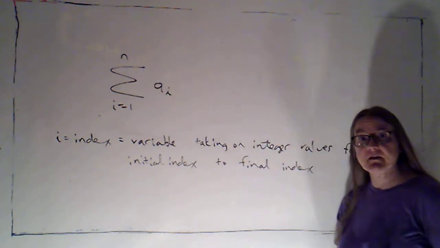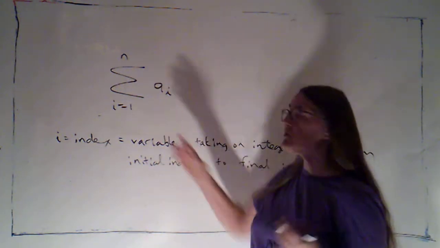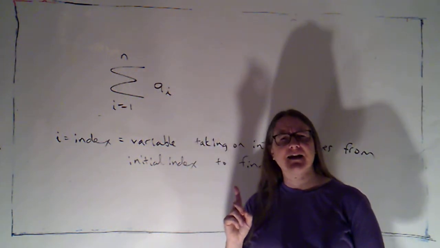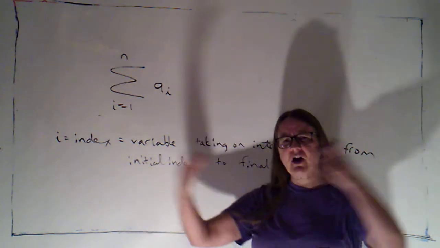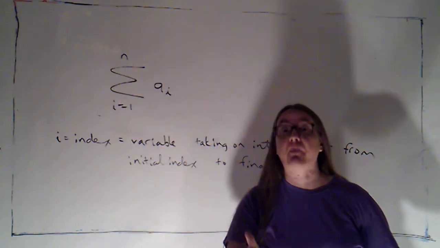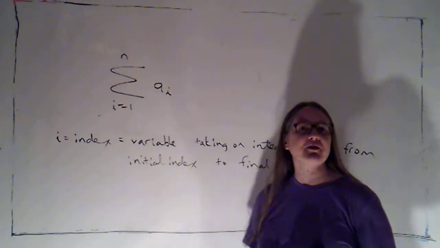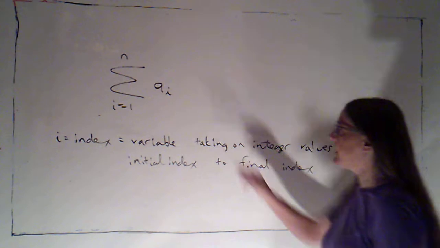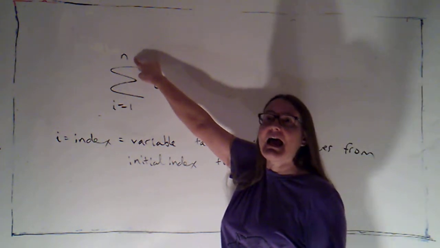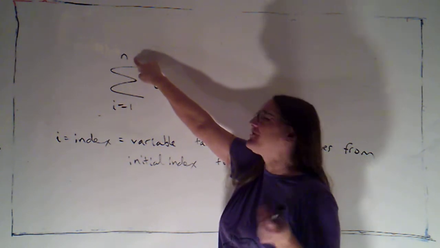Now, for the purposes of our Riemann sums, the initial index will always be 1, because we're always going to start with the first rectangle. It doesn't make sense to chop things up into 50 rectangles and say, you know what, let's just ignore the first 2 and let's start with the third. We're always going to start with the first rectangle, and we're always going to end with the last one.